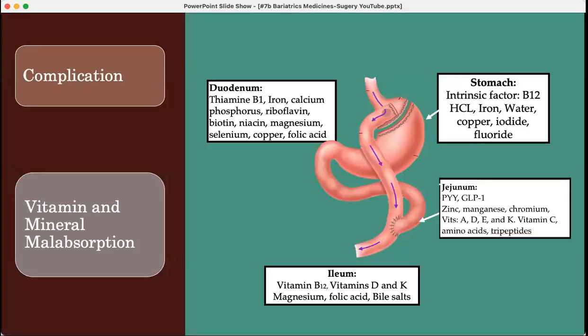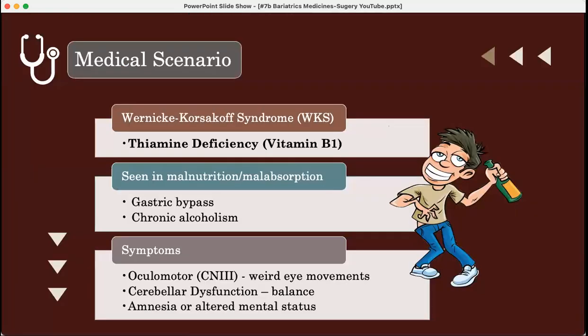There are some more complications. I wrote in all these different parts of the bowel that are responsible for vitamin and mineral absorption. You can see it's all in these segments of bowel. The duodenum in particular is responsible for a lot of the absorption of these major B vitamins and minerals. So when that area is being bypassed, think about what deficiencies may develop. And this is one, vitamin B1 or thiamine deficiency.